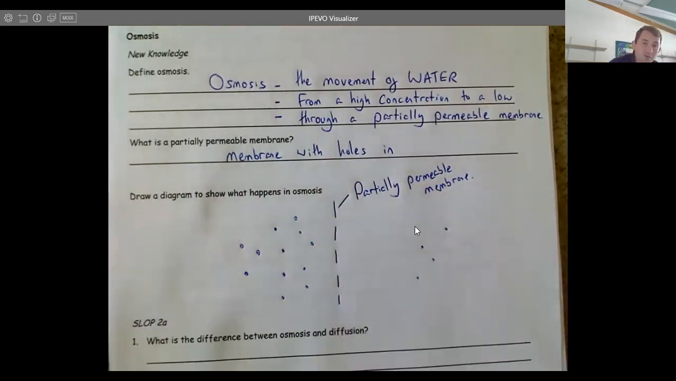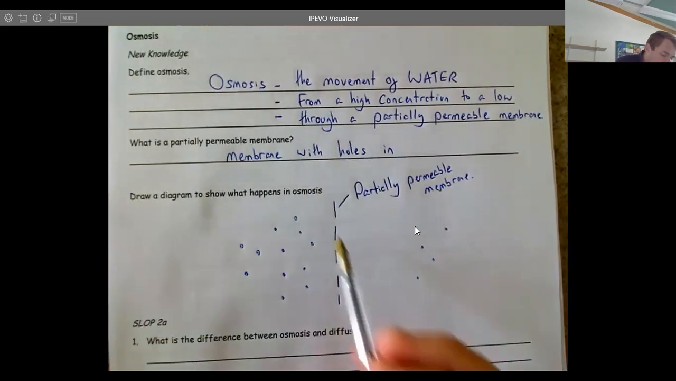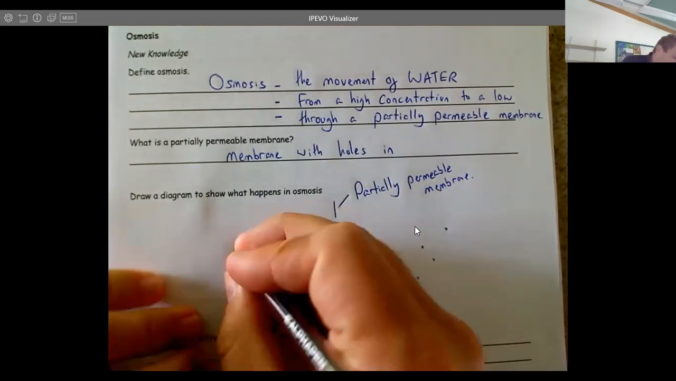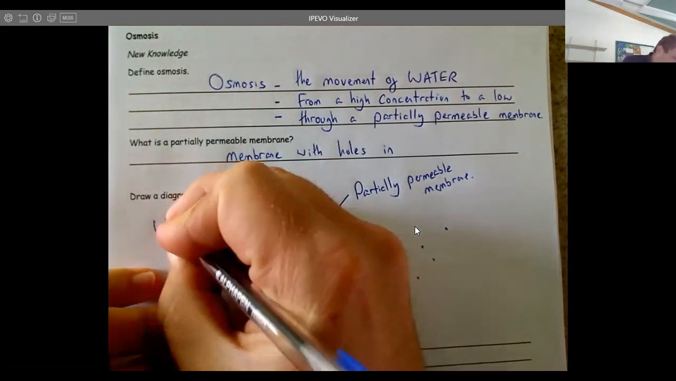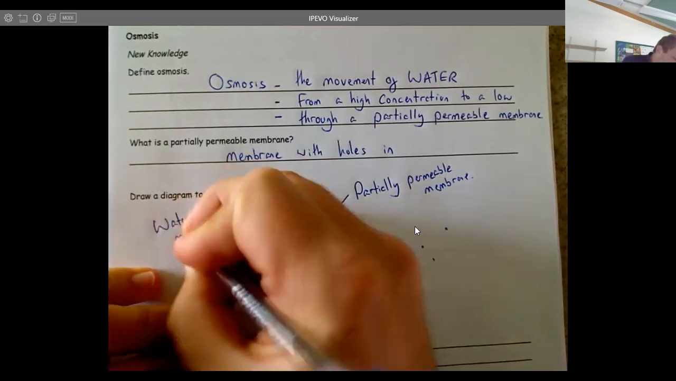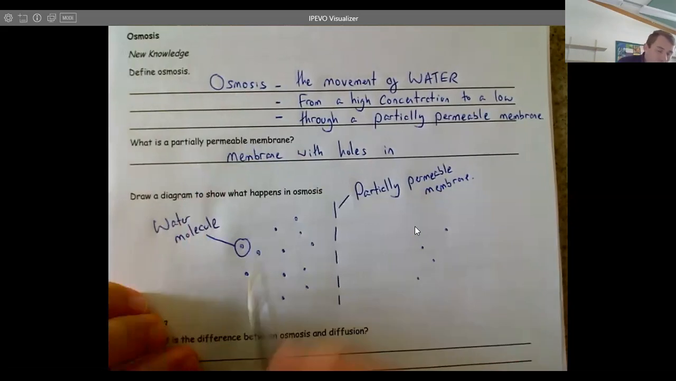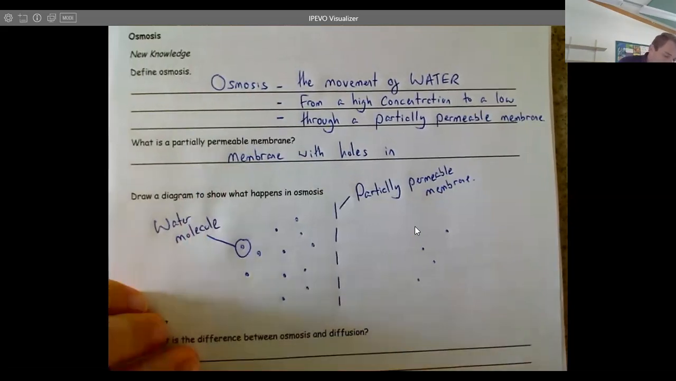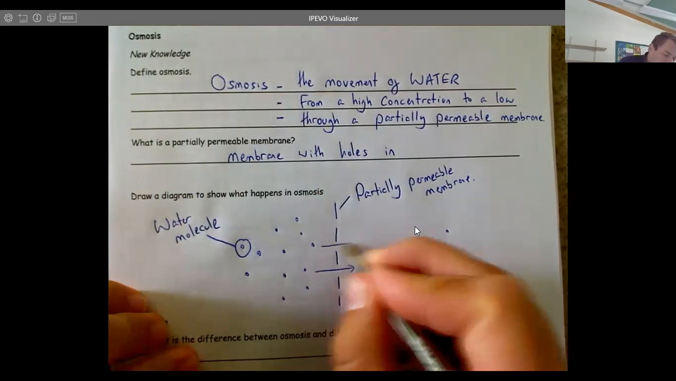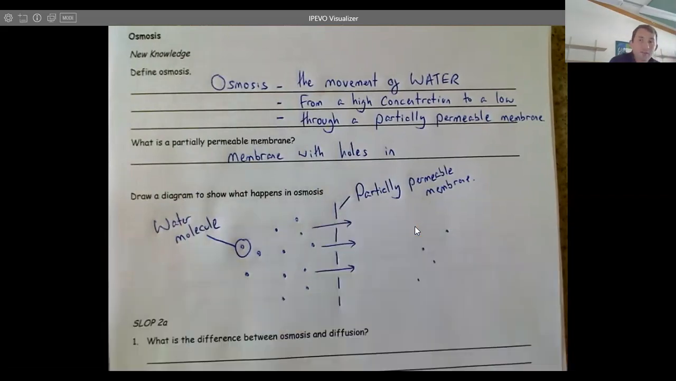Now, because we've got a high concentration on this side, so water molecules, because I've got lots on this side and not many on this side, the particles will move through the partially permeable membrane to balance out the concentrations. Okay, so from a high concentration to a low concentration, that is what happens in osmosis. And that's what we need to know today.